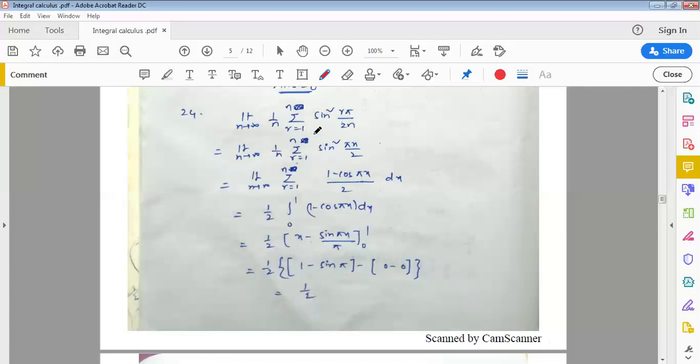So limit of summation problems can be converted into integration. By using the substitutions r by n is equal to x, or k by n is equal to x, and 1 by n is equal to dx, the limit of summation can be written as the integral from 0 to 1. By using these 3 points, we can convert a limit of summation problem into an integration problem.